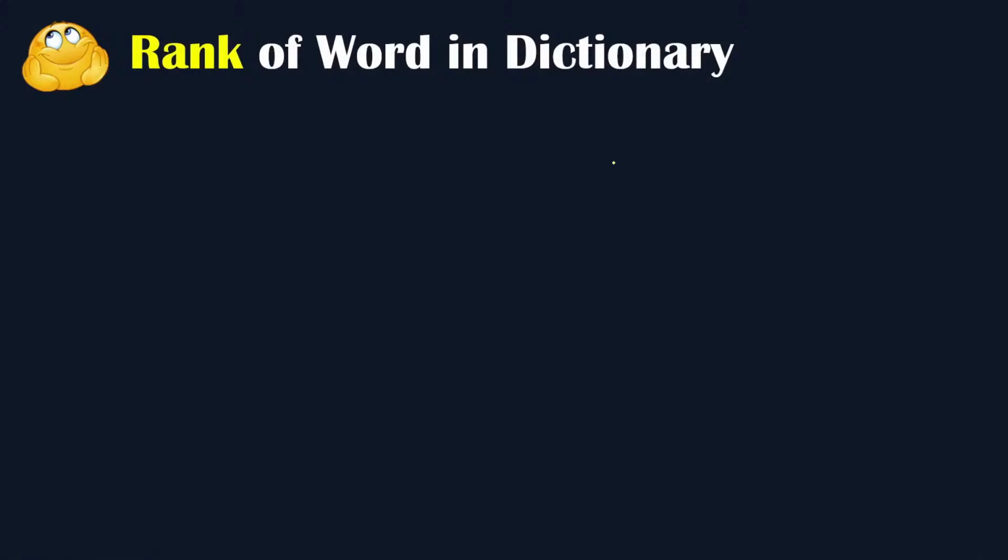So now we are going to discuss the rank of a word in a dictionary. What do you mean by this? What do you mean by rank of a word in a dictionary? Suppose we have been given a word, and if we arrange the alphabets involved in that word in all possible ways, we are going to get different words.